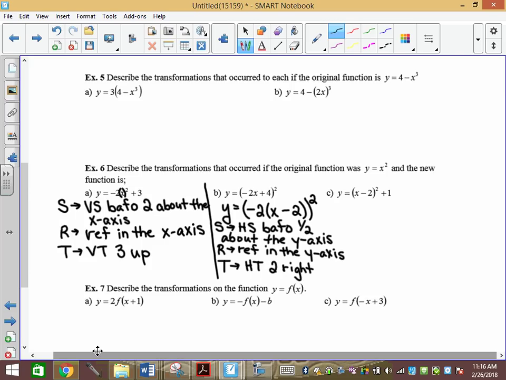right. So my mapping, my xy, is going to become... Horizontal stretch by a factor of a half means I multiply my x's by a half. There's a reflection in the y-axis, which means I multiply my x's by actually negative a half. And then to the right, I add 2. So I'm going to get negative a half x plus 2. What happens to my y's?